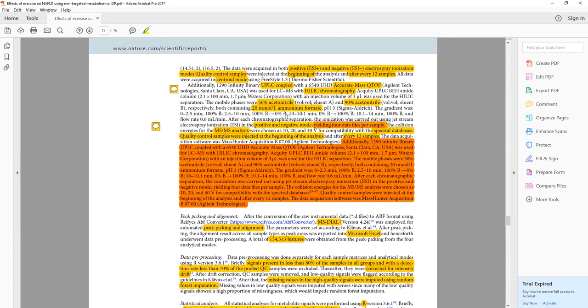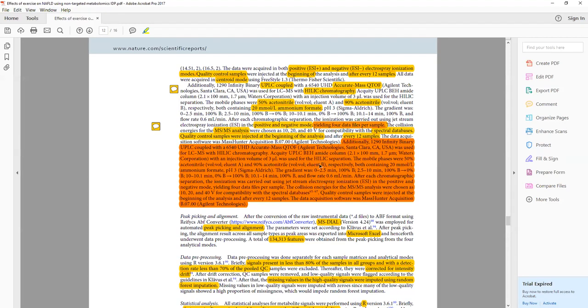So at the end, remember you did two different chromatographies, and all of them were analyzed in positive and negative mode. So you end up with four different files, that's your final sample data.